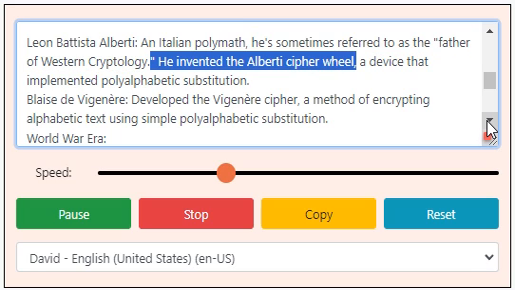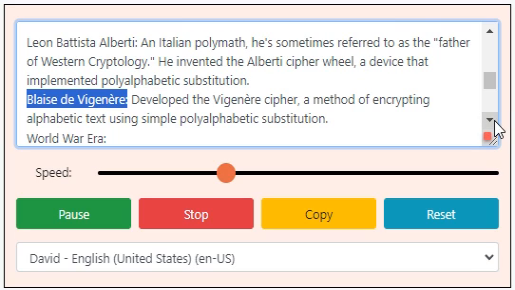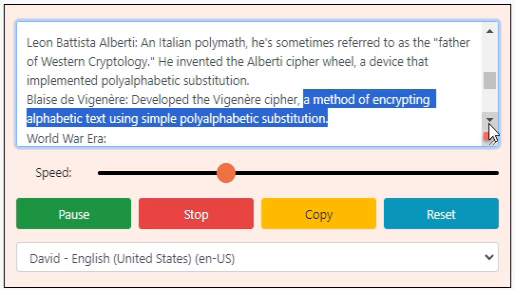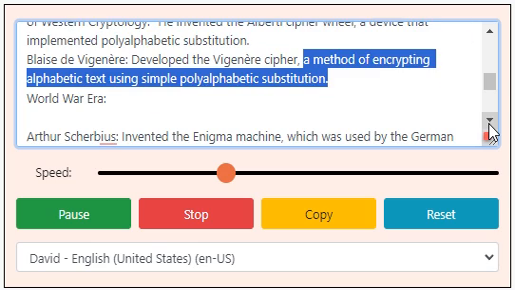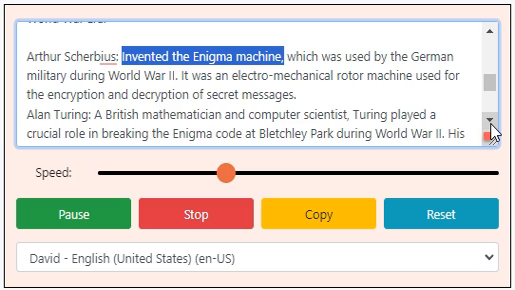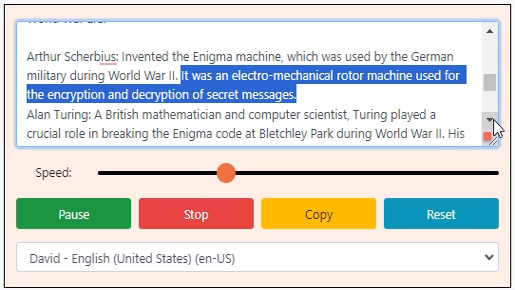He invented the Alberti cipher wheel, a device that implemented polyalphabetic substitution. Blaise de Vigenère developed the Vigenère cipher, a method of encrypting alphabetic text using simple polyalphabetic substitution. World War era. Arthur Scherbius invented the Enigma machine, which was used by the German military during World War II. It was an electromechanical rotor machine used for the encryption and decryption of secret messages.